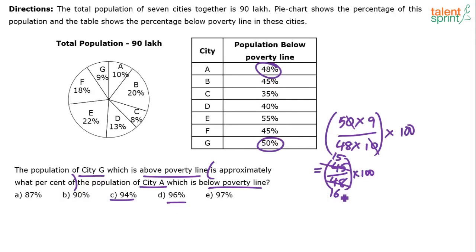So this is again 16 into 6.25. Yes or no? 16 into 6 is 96. 16 into 0.25 is 4. 96 plus 4 is 100. Yeah. 15 into 6.25. 15 into 6, 90. 15 into 0.25 is 3.75. So 93.75. Yeah, I think 93.75. So 93.75 means it should be 94%.